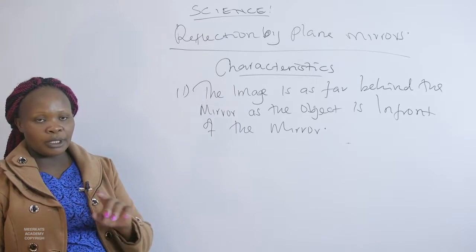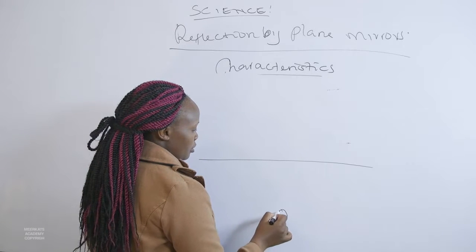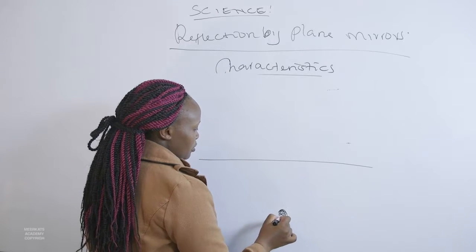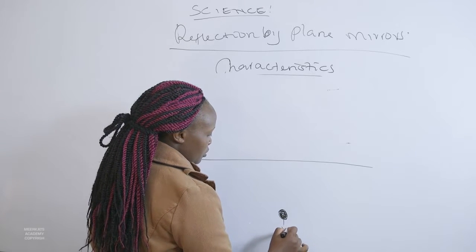Now, this is what we mean. Let us take an example of an object that is placed somewhere here. This is our object.